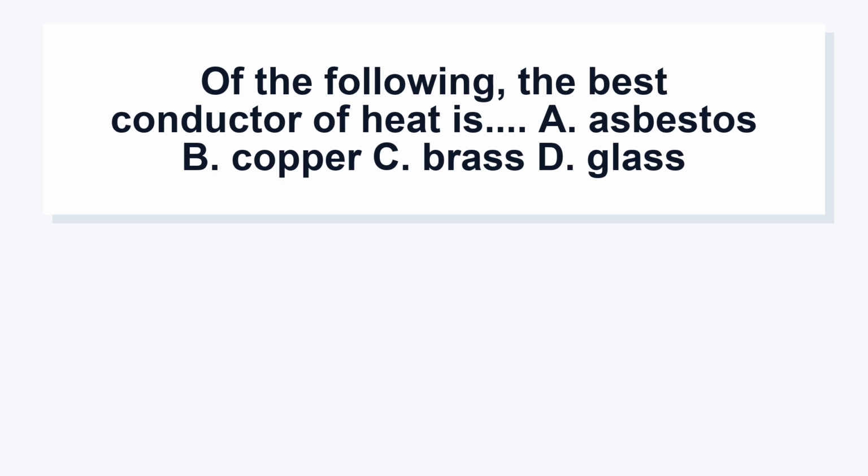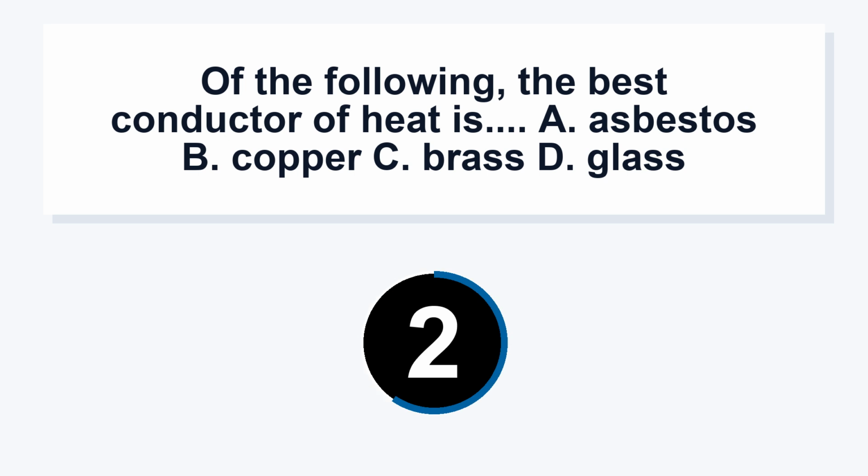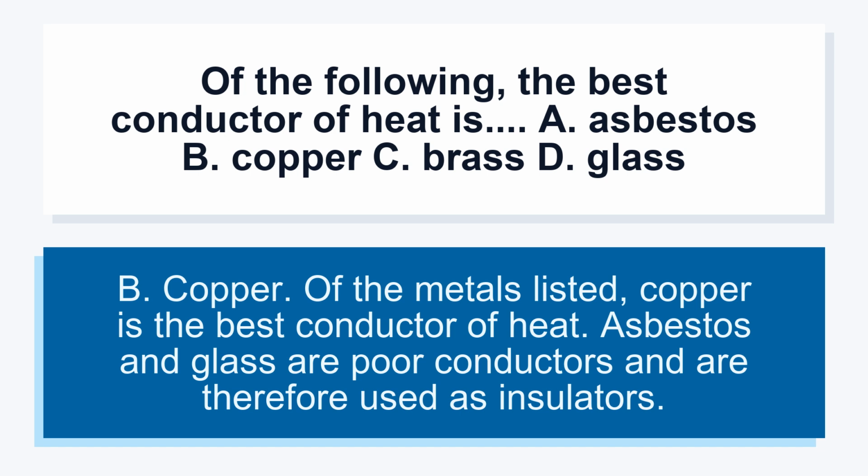Of the following, the best conductor of heat is A. Asbestos, B. Copper, C. Brass, D. Glass. B. Copper. Of the metals listed, copper is the best conductor of heat. Asbestos and glass are poor conductors and are therefore used as insulators.